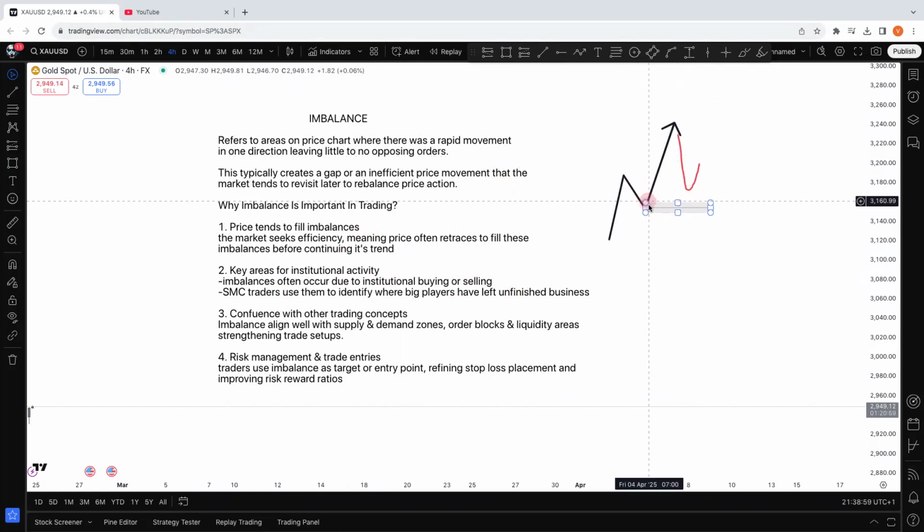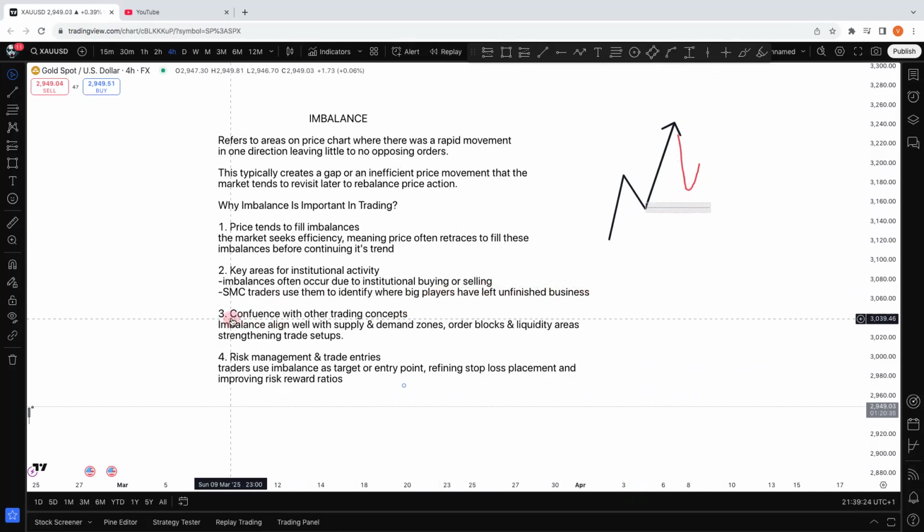So identifying the imbalance here alone also shows that the big trade has actually entered the market from this zone, right? This shows the activity of the smart money traders, right? And also, SMC traders use them to identify where big players have left unfinished business. I just said that, right?